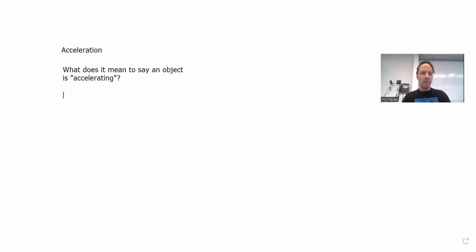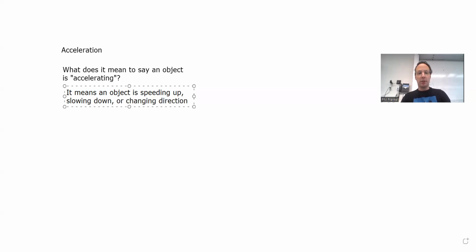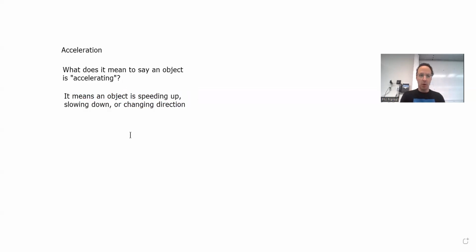First of all, to say an object is accelerating, what does that mean exactly? It means an object is speeding up. So the object is moving faster and faster moment to moment. That's the ordinary way in which most people use the term acceleration. But when physicists say an object is accelerating, it could mean the object is slowing down, that the object's speed is decreasing over time. Or it could mean that the object is changing direction. The object is moving in a different direction moment to moment.